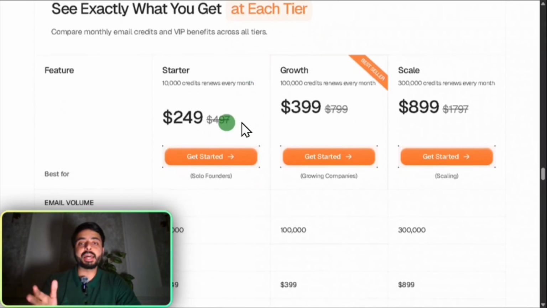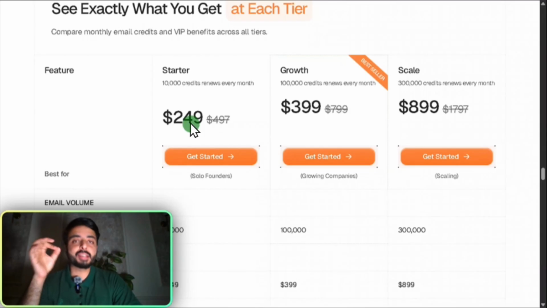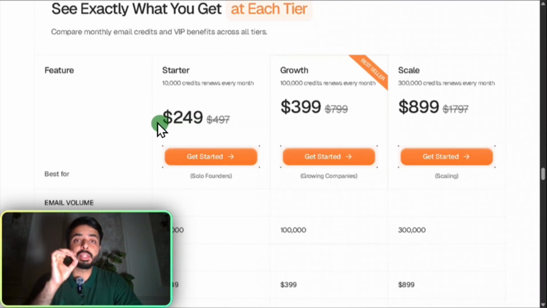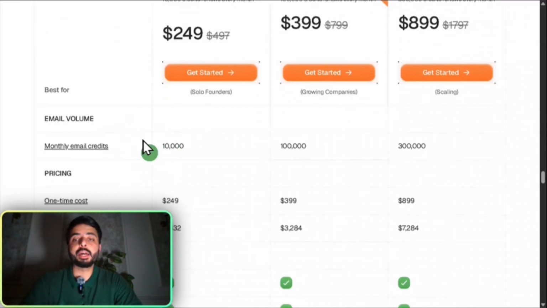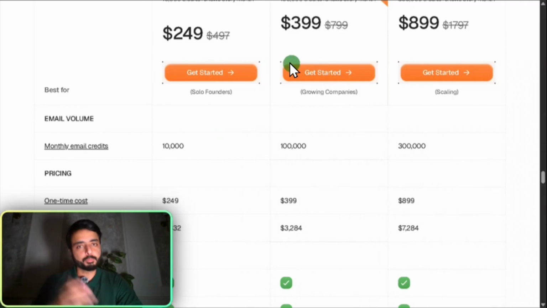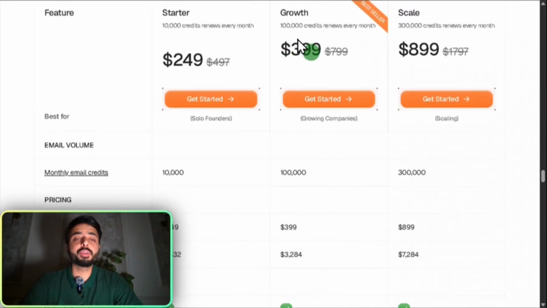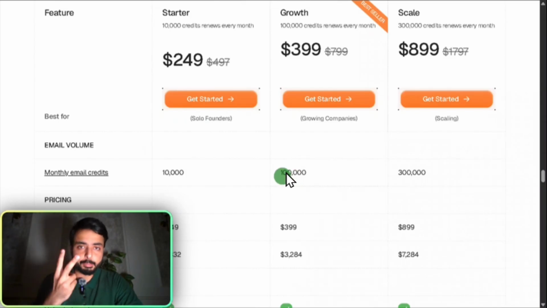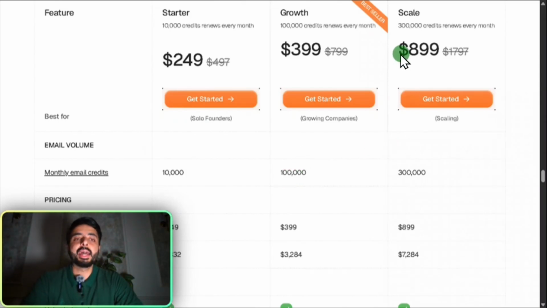So they have 3 plans. Plan number one is the starter plan, which is a $249 one-time payment, and this will allow you to send 10,000 emails every month. So setup number one will use this. Plan number two is $399, and this will allow you to send 100,000 emails every month. So setup number two is using this plan. And the last one, this is the one that I have, is $899, and it will allow you to send 300,000 emails every month. So setup number three will use this one.